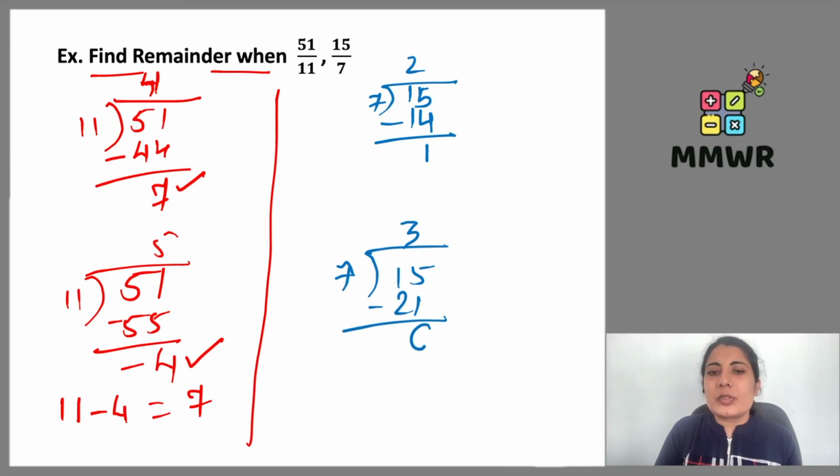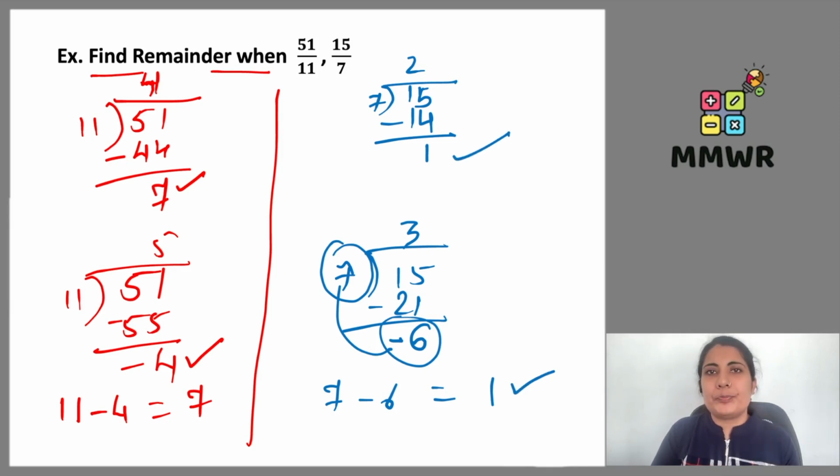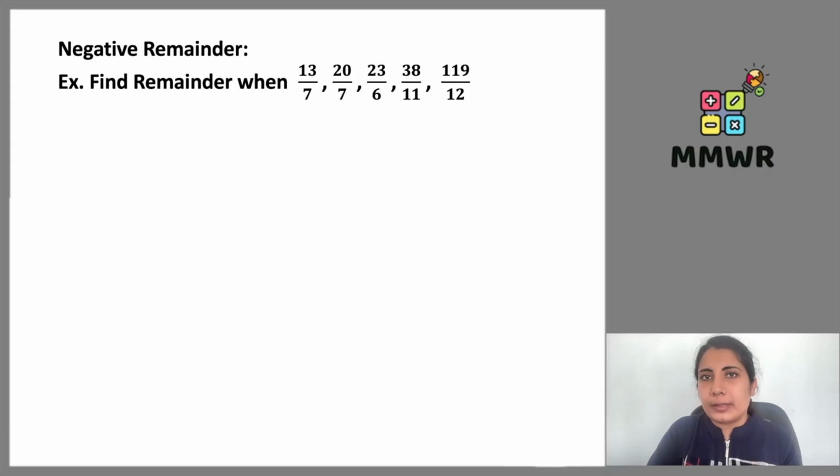15 minus 21 gives me negative 6. So negative 6 can be easily converted. 7 minus 6, I simply have to take the difference of these two, that's it. So 7 minus 6 gives me remainder 1. Here also I have 1. I hope you understood the difference between the negative remainder and positive remainder, how it can be easily converted into the positive remainder. Okay, just the thing is we have to look for the closest one, that's it.